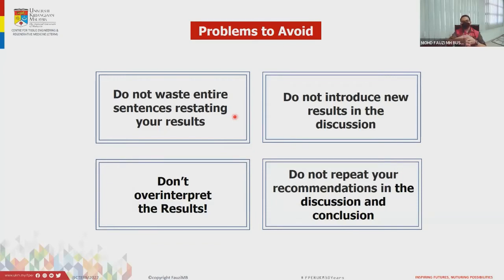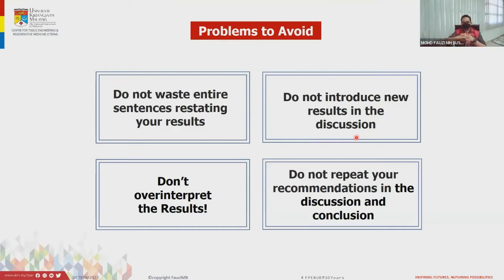Is it agreeable or not? If not, why? And then you need to explain further. Do not introduce new results in the discussion. That's what I mentioned to you previously. Don't introduce any other parameters that you did not really do in that particular paper. They are already stated in the methodology and the result section, so no need to introduce that.